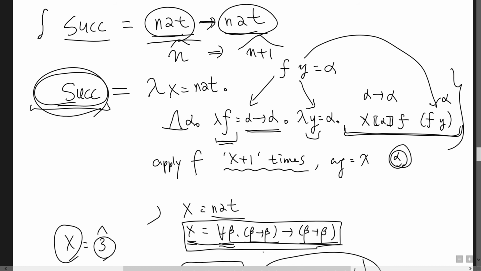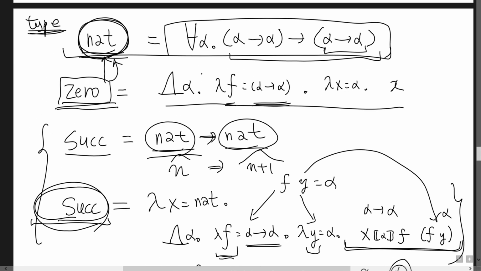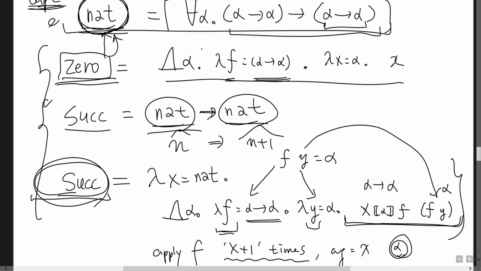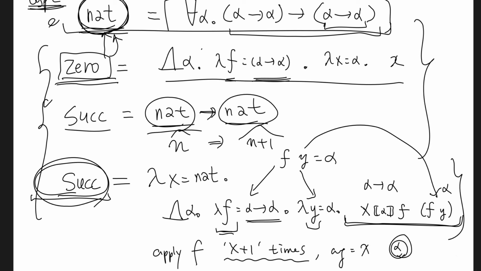So this is how we encode successor and zero and natural number. If you compare these expressions with those corresponding expressions in untyped lambda calculus, we immediately realize the power of types. Types help you a lot to figure out the meaning of the given expression, the intended meaning of the given expression.